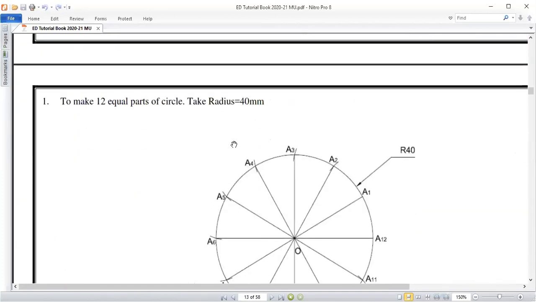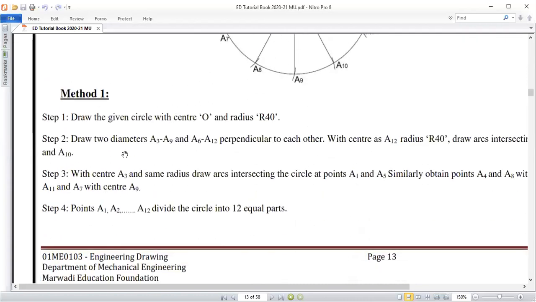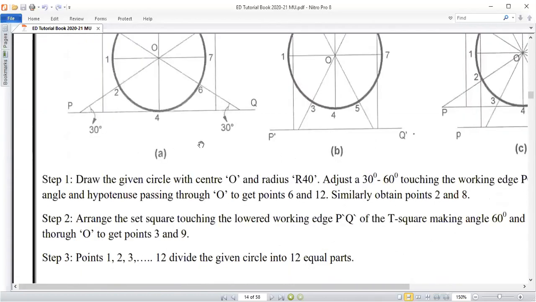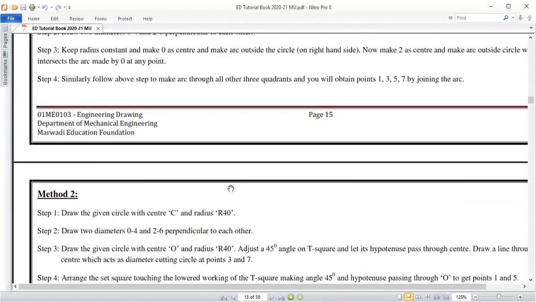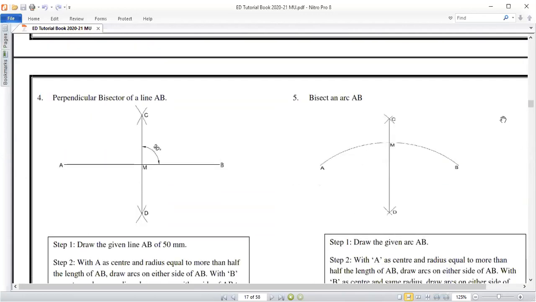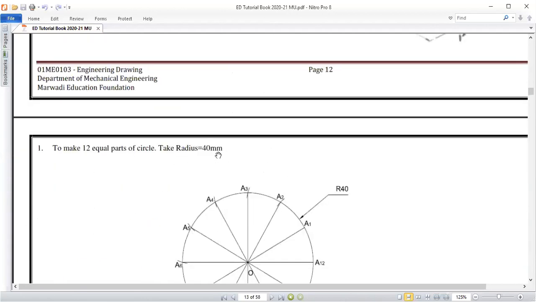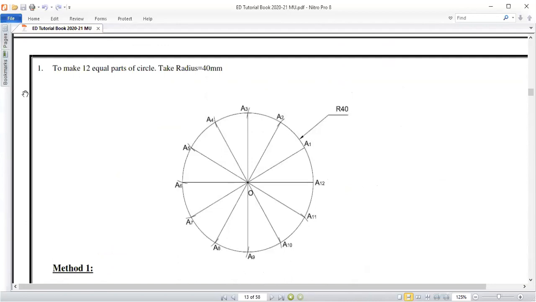Then today we will again continue with one of the important parts of drawing, different exercises. So here in this tutorial book, it shows you the practice of making 12 equal parts of the circle, and here you need to take a radius of 40 mm. So here is the method in front of you.